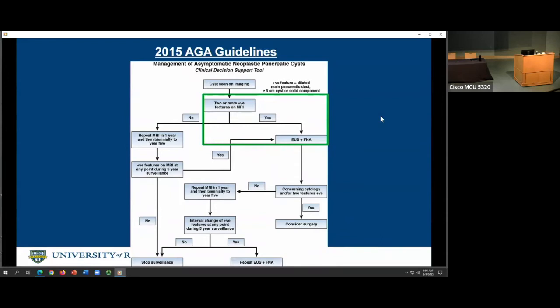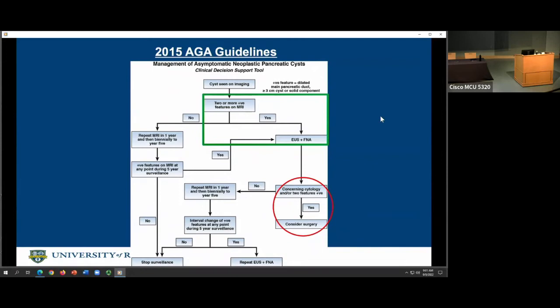And if there are any changes noted in the characteristics of this cyst, or development of a solid component, or increasing size of the pancreatic duct, or the cyst diameter greater than 3 centimeters, then you follow this up with an EUS-FNA. Also, patients with a solid component and dilated pancreatic duct and/or concerning features on EUS and FNA should undergo surgery to reduce the risk of mortality from an underlying cancer.